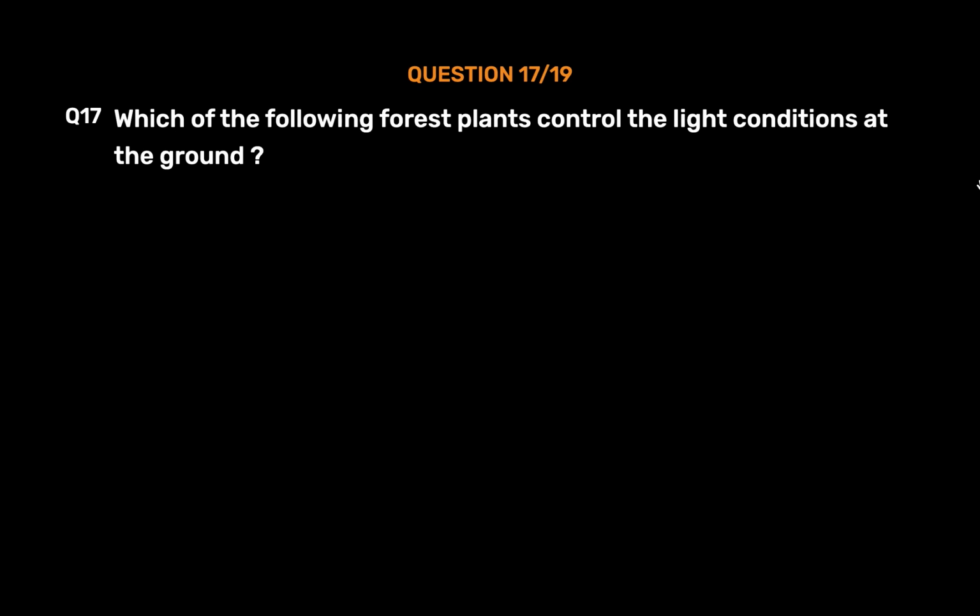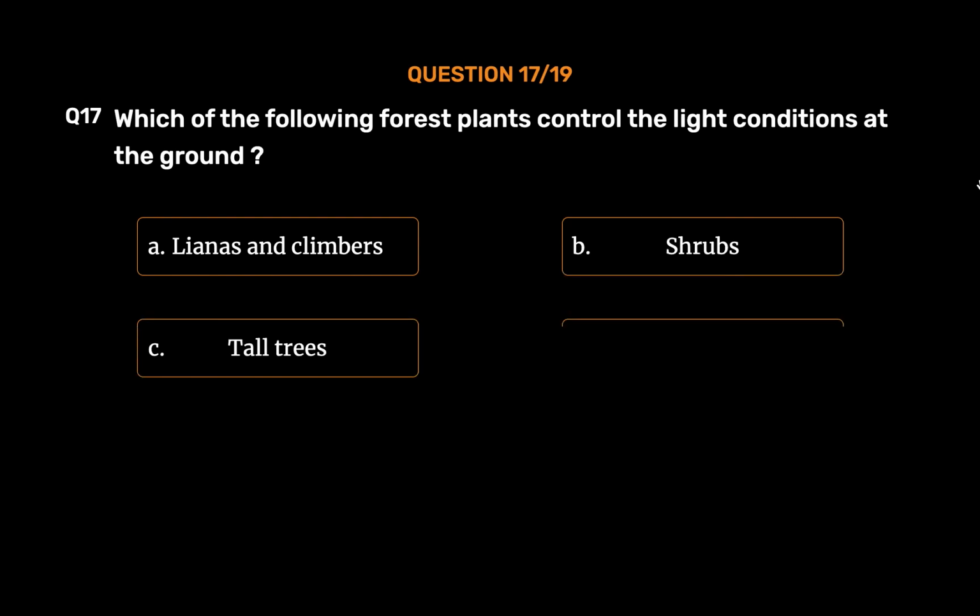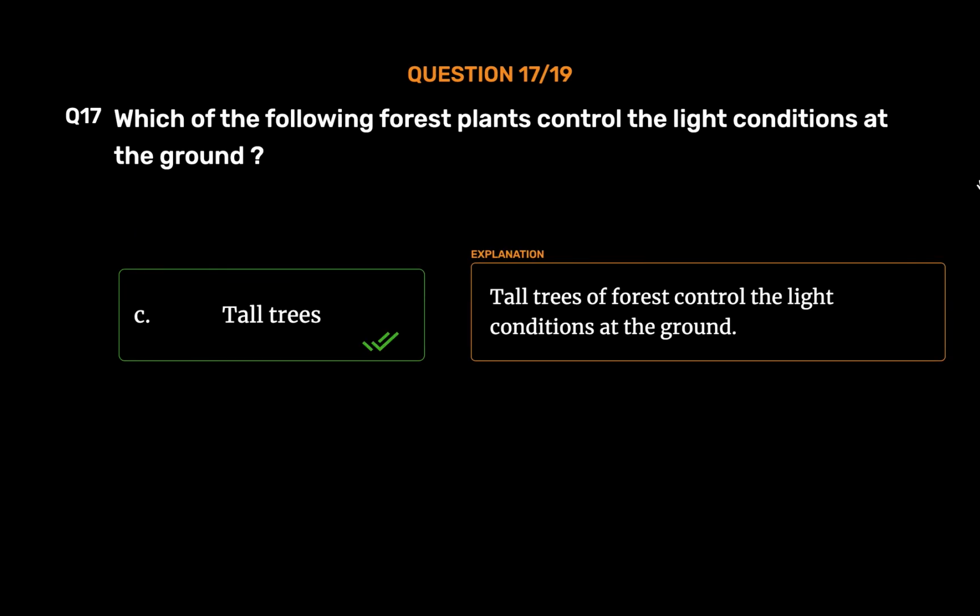Question number 17. Which of the following forest plants control the light conditions at the ground? Option A. Lianas and climbers. Option B. Shrubs. Option C. Tall trees. Option D. Herbs. The correct answer is Option C. Tall trees. Tall trees of forest control the light conditions at the ground.